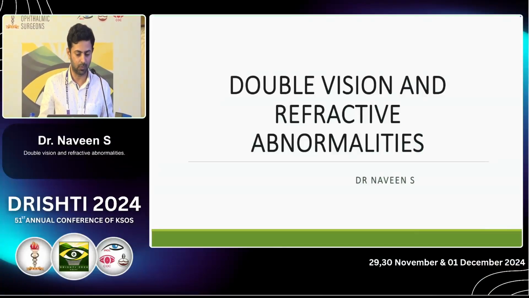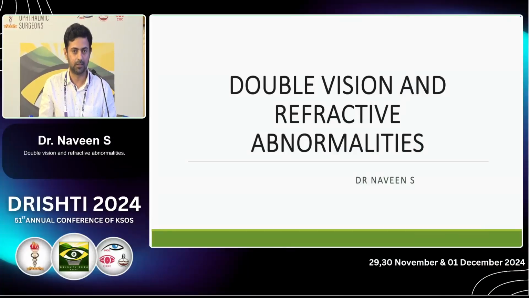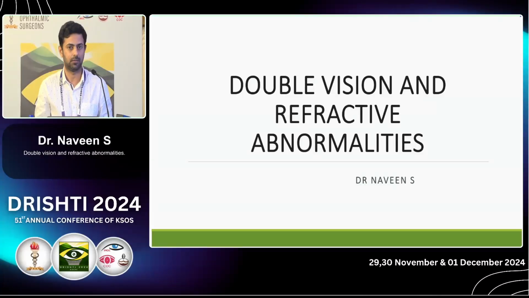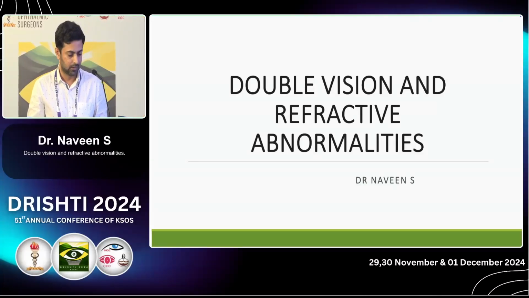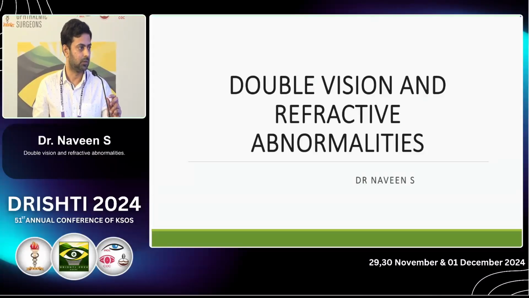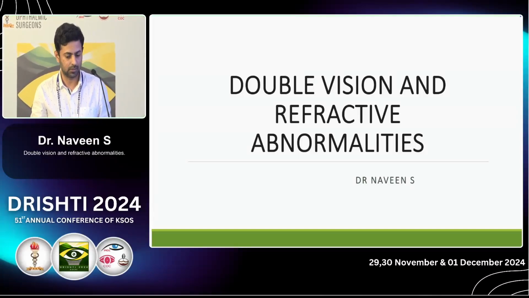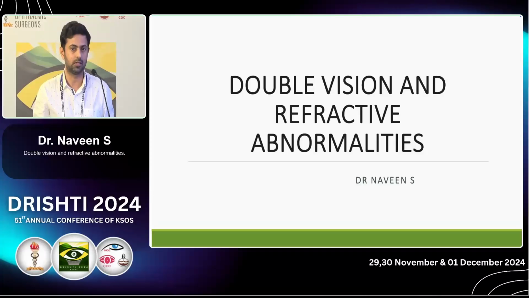Next session will be on diplopia. Here we will try to talk about non-neurological causes of diplopia. This talk will be under 4 headings. First, I will try to talk about the refractive causes for diplopia. Then, Dr. Samyukta will be talking about comitant strabismus, followed by Dr. Chaitanya, who will be talking about orbital causes, and finally Dr. Divya Kishan will be talking about binocular causes for diplopia.